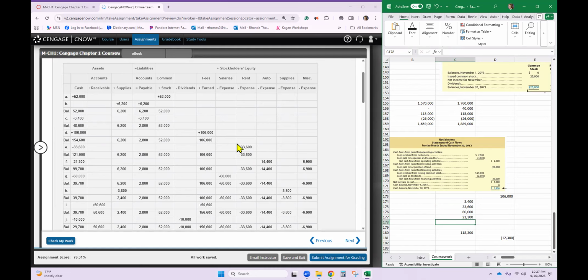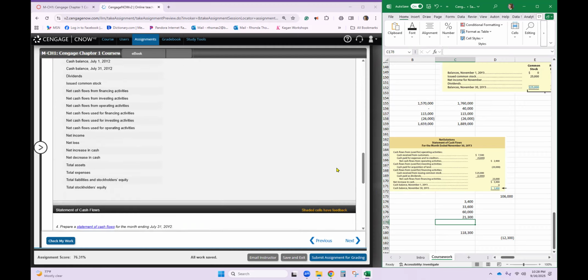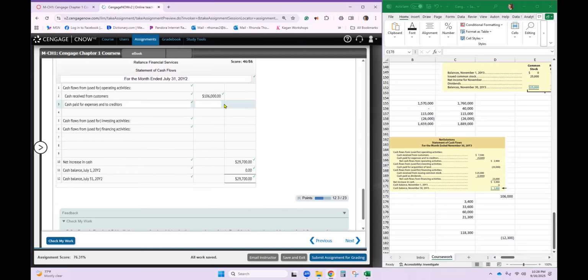Okay. So we've got 33,600. We've got this one that we paid to creditors, cash going down. We've got cash going down for 33,600. We've got cash going down for 21,300. And then 60,000. That should be it. So 118,300. Let's see if that is more of what they're looking at. Oh, let's see if you have to put it in as a negative. Okay, so then we get a negative 12,300.